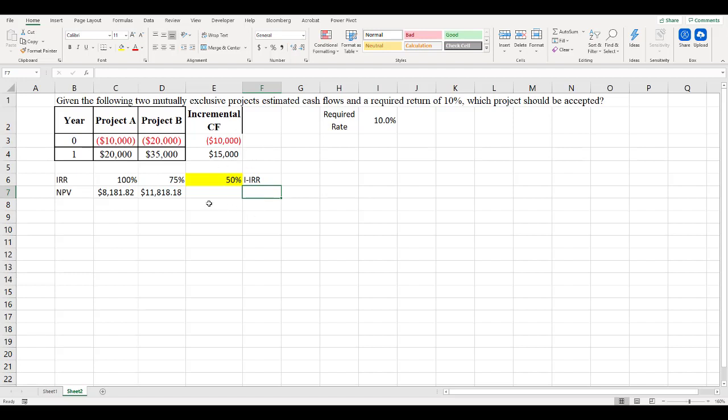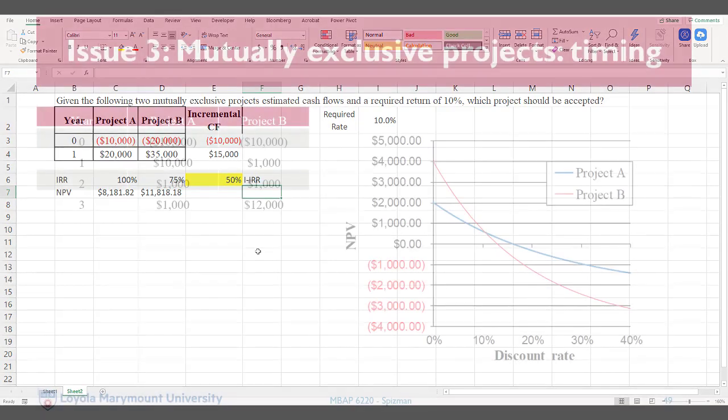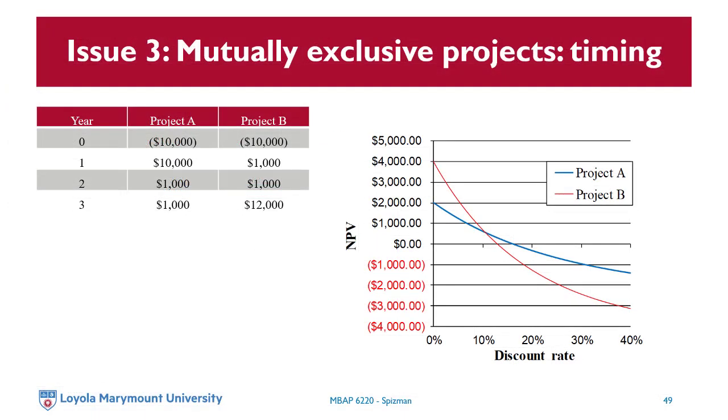Now notice, this matches up exactly to the NPV. And so that's how we can use the incremental IRR when we're dealing with mutually exclusive projects. So the other issue here is the timing of cash flows. The timing of cash flows matters a lot.